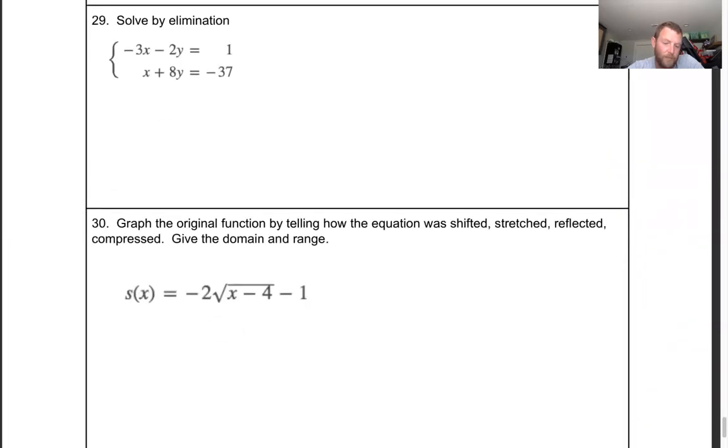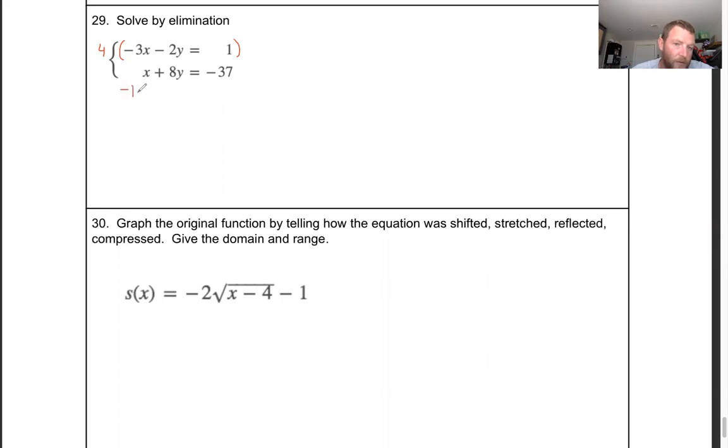Elimination. Solve by elimination means we need to, and some of them might say substitution, but they all work out the same. If you just like the elimination method, you don't have to do the substitution method. I like the elimination, so even if it says substitution, do the elimination, if that's what you like. So I'm going to multiply everything by 4.